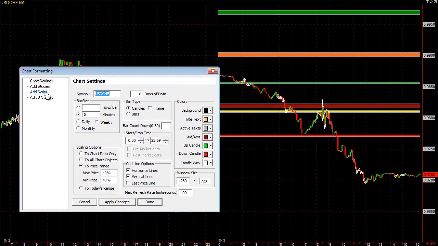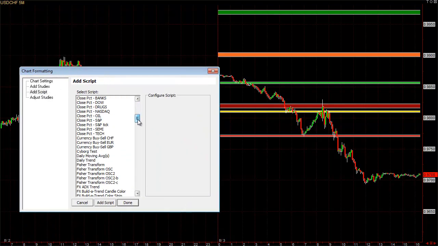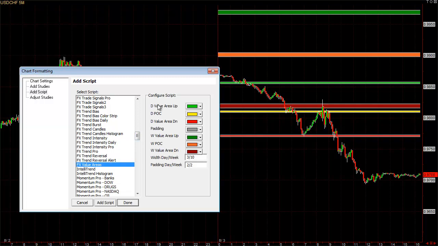You're going to go to add script, and it's right at the bottom underneath FX value areas. And this shows the daily value area up, the daily point of control. This is for the previous day, obviously, and the previous day's value area low. This shows the padding, which can add some color above and below the color in the middle so that it stands out. It's such a critical and key component to trading.